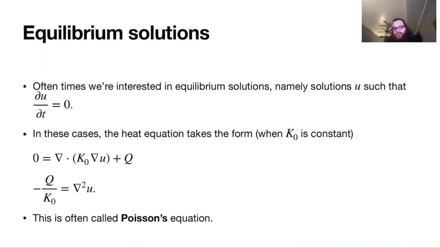Generally, these arise if you let the system evolve for a really, really long time, and then you ask what happens after a while. A lot of times your temperature distribution will converge to some sort of equilibrium solution. Then the time derivative is 0. Computationally, this is the condition we impose. If we plug this condition into the heat equation, we're saying something about K0, and possibly we have a source term as well. Plug this in and you get this expression. If K0 is constant, this can get pulled out, move Q to the other side, divide by K0, and you get this equation here.